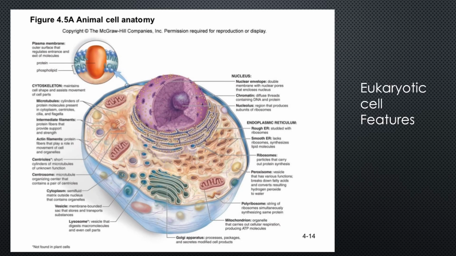We're going to start going over the features specifically of eukaryotic cells. And just to start with, I just want to point out that every eukaryotic cell is encased with a phospholipid bilayer membrane. And we're going to actually spend an entire lecture on membrane structure and function, so I'm not going to get into detail about that today, but those membranes are super important.